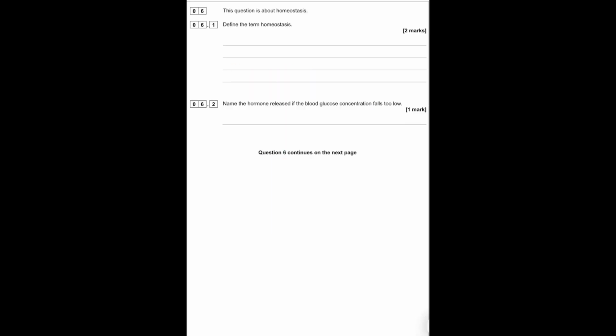This question is about homeostasis. Define the term homeostasis. So homeostasis is about controlling the internal conditions of the body to allow the body to function at its optimum. Name the hormone released if the blood glucose concentration falls too low, and that would be glucagon.